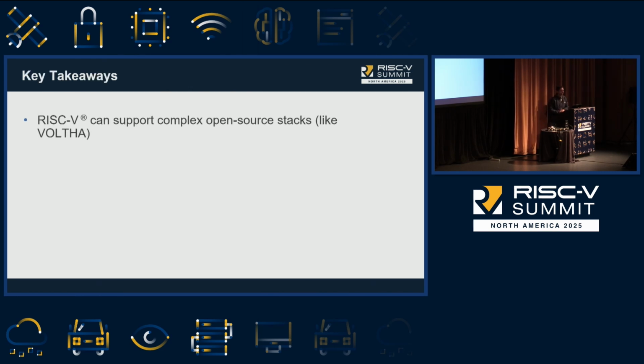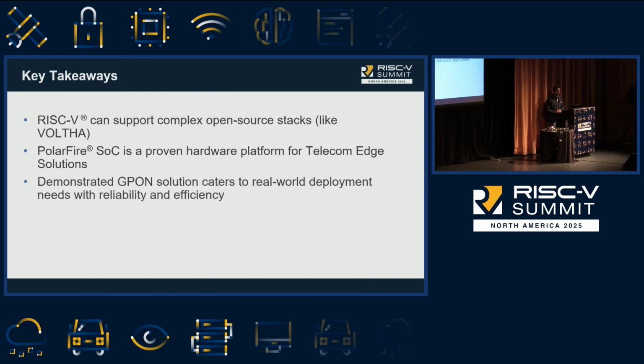So the key takeaways are that RISC-V can support complex open source stacks. PolarFire SoC has become a proven platform for telecom edge solutions like this. And the GPON solution is ready for real-world deployment, and it meets the reliability and efficiency standards.